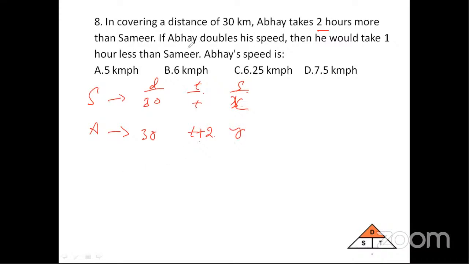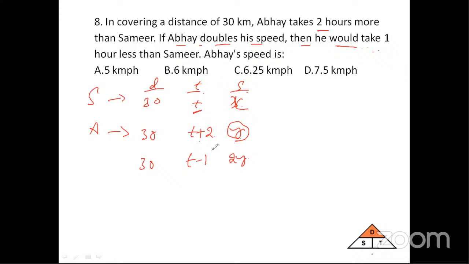Now the next case, if Abhay doubles his speed, the distance is the same, doubles the speed, which means the speed was y, now he will make it double, 2 into y. Then he would take 1 hour less than Samir. Samir's time was t. 1 hour less means it will be t minus 1.